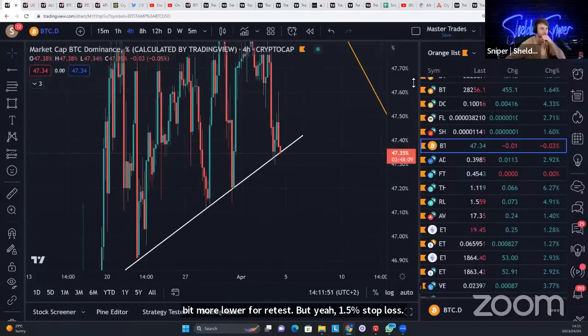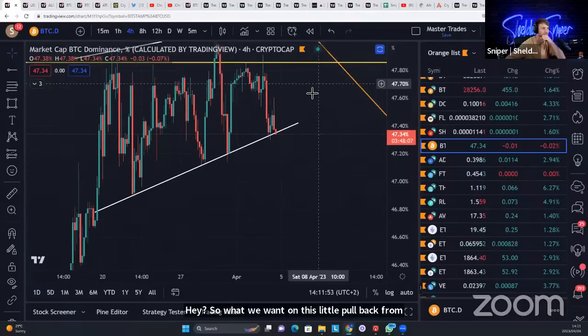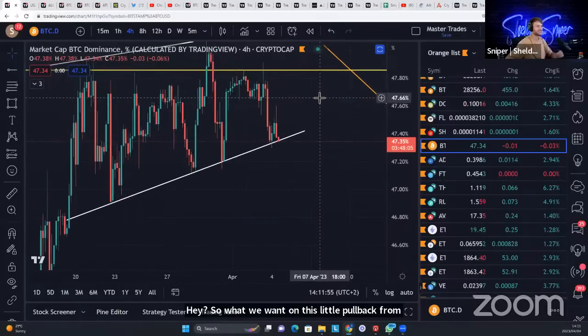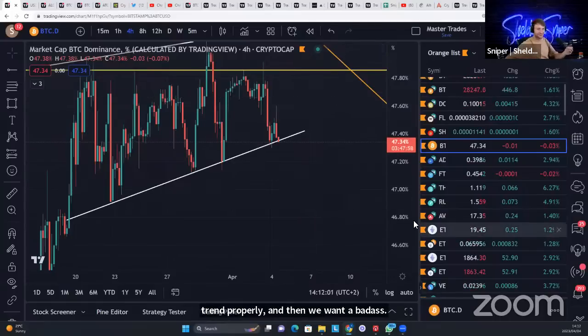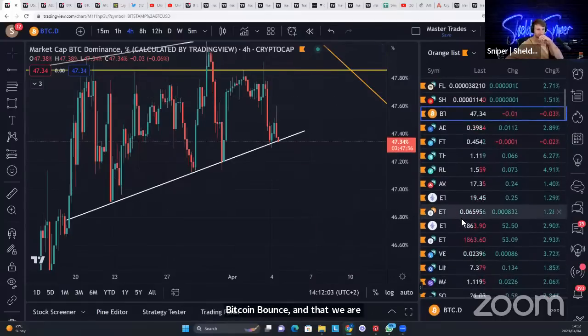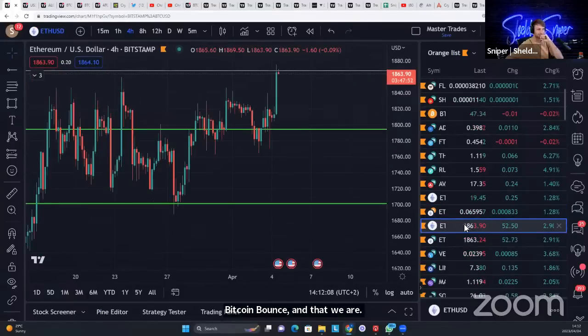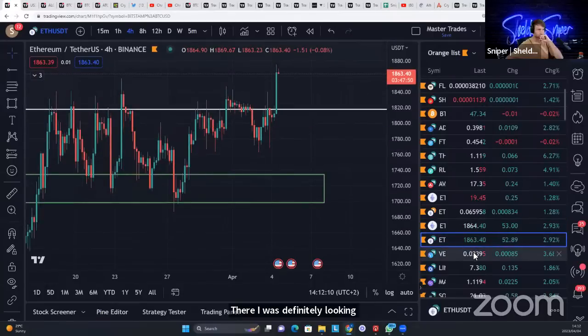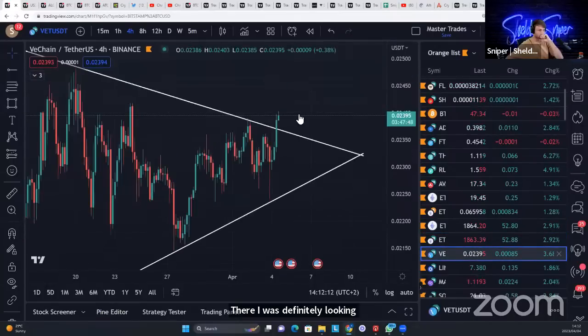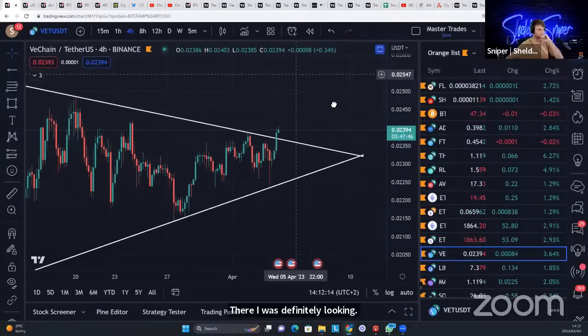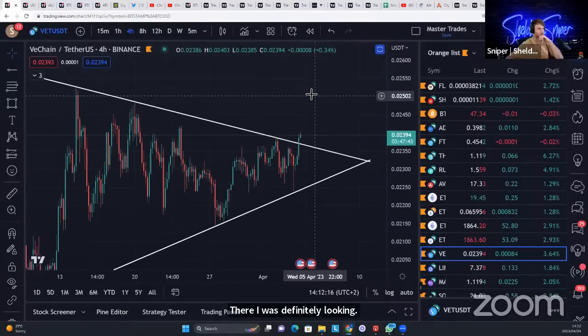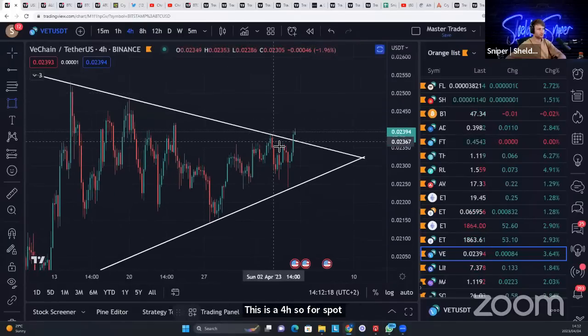Okay, so what we want on this little pullback from Bitcoin now is we want this dominance to break this trend properly, and then we want a badass Bitcoin bounce, and then we're on. Ethereum's definitely looking good. I see there's a 4-hour. So for spot entries, there's a good 4-hour break here.